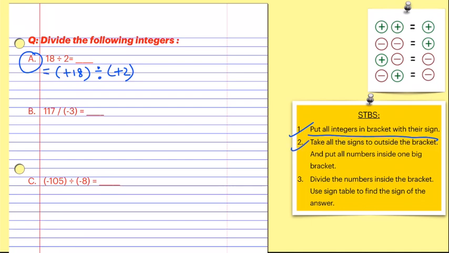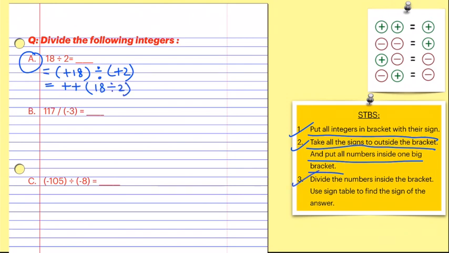Take all the signs outside the bracket and put all the numbers inside one big bracket. ठीक है, साइंस को बाहर निकालना है ब्रैकेट के, और ब्रैकेट के अंदर क्या रखना है, बस नंबर्स रखना है, राइट? This is the second step. So here both the signs are plus plus, so plus plus comes outside. Okay, inside the bracket we have 18 divided by 2.